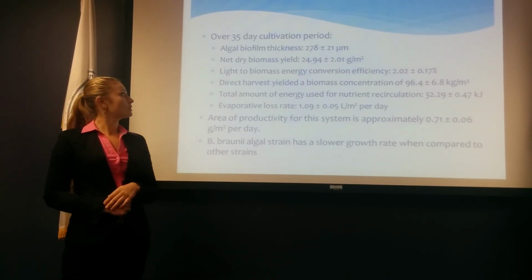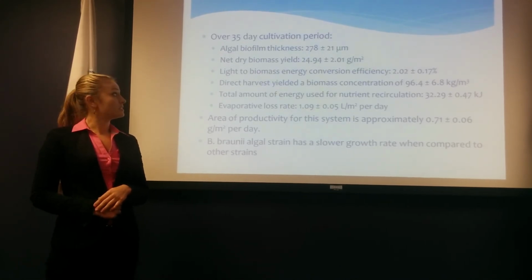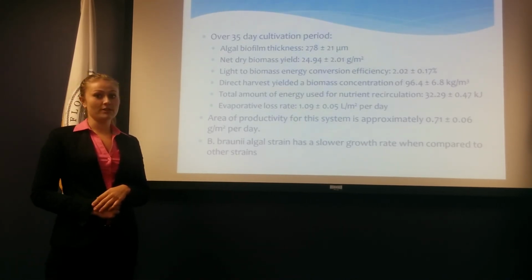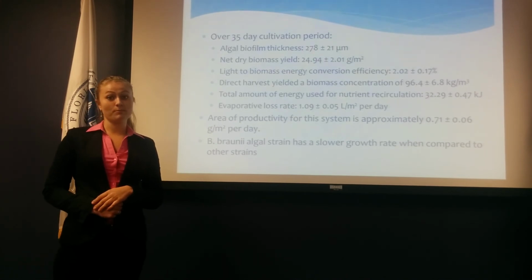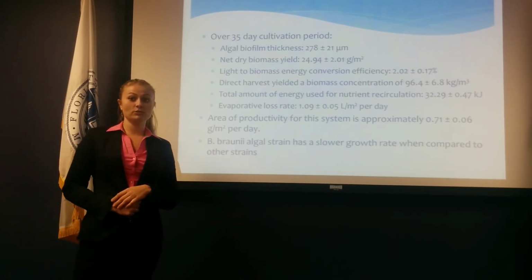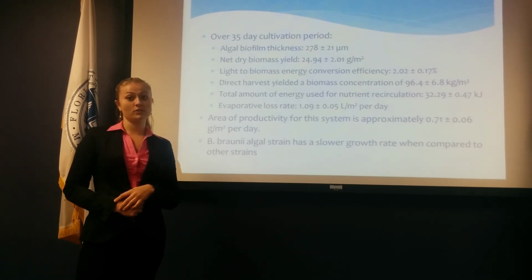These are some more specific results over the 35-day cultivation period. Algal biofilm thickness is 278 microliters, very thin. It yields about 25 grams per meter squared. The light to energy efficiency is 2 to 3%. The direct harvest yielded concentration is 96.4 kilograms per meter cubed, and the energy used for the nutrient recovery is 32 kilojoules. The evaporative loss is 1 liter per meter squared per day, and the productivity is 0.7 grams per meter squared.